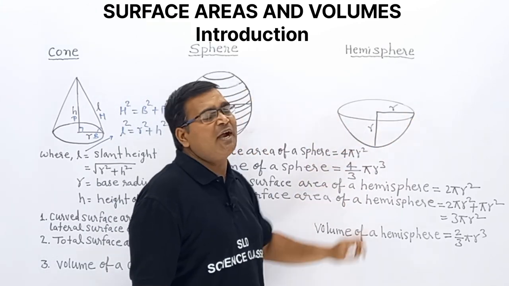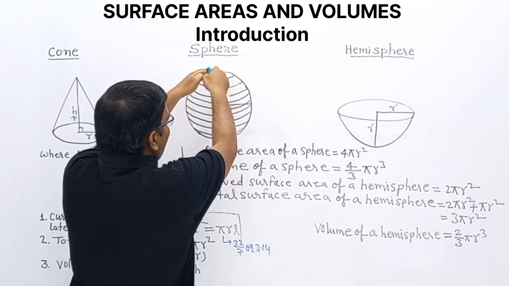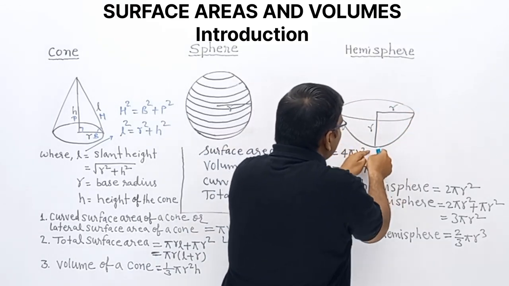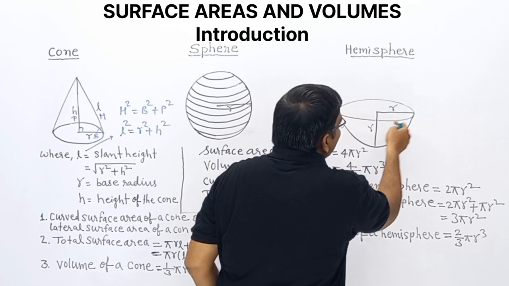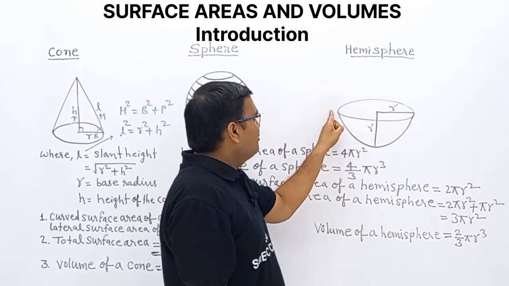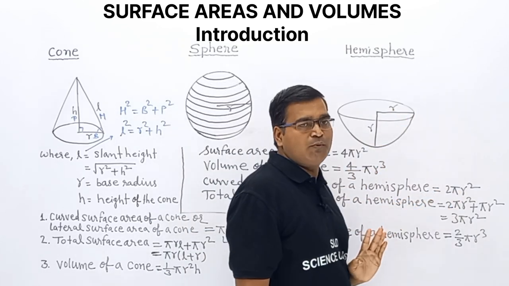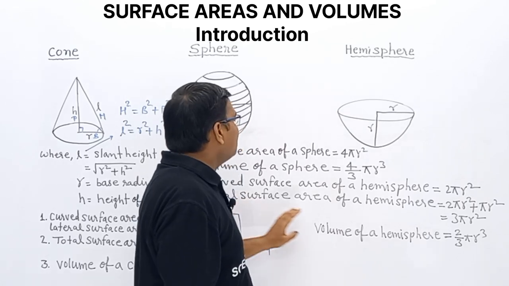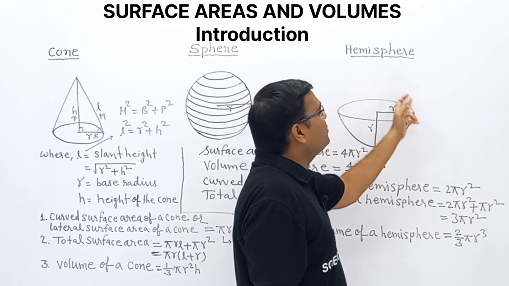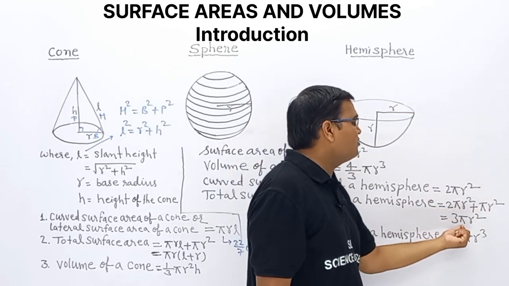Why are we saying curved part? Because once we take a sphere, this is the surface area. But once we have a hemisphere, this one is the curved part, because one part is also on the top, and this is the circle. So this curved part area for a hemisphere is 2 pi r square, and the total surface area of a hemisphere will be what? Curved surface area plus area of a circle. 2 pi r square plus pi r square. Once we add, we get 3 pi r square.